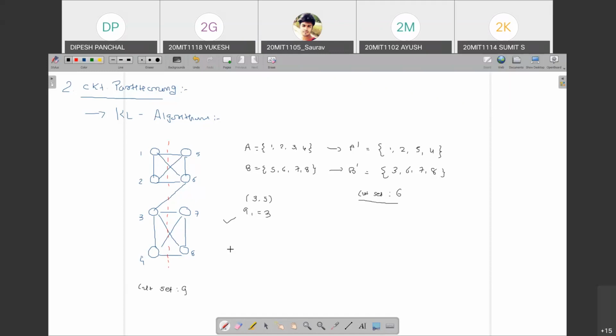Okay. Now can anyone tell me what is the value of gain G2? Sir, G2 is 5. Yes, G2 is 5, absolutely correct, where 4 comma 6 is the selection. So if I apply this on this partitioning, 4 and 6 I have to interchange.